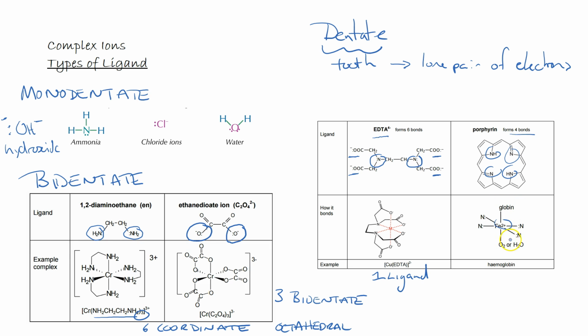Then we have the porphyrin ring around the square planar, and then we have oxygen or water on the final position, which allows the absorption of oxygen and be passed around the blood in our bodies. These we simply describe as multidentate because they've got multiple points where we can bond to the metal center. We have multiple coordinate bonds from the one ligand.